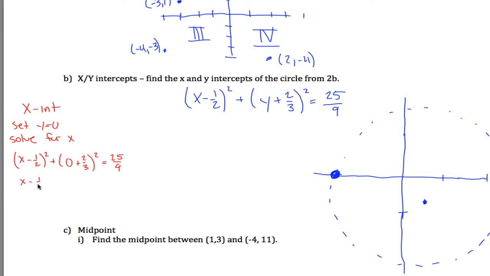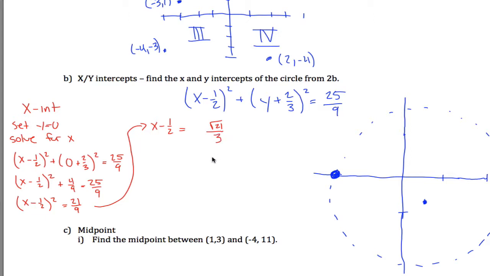Let's see, (x minus 1/2) squared plus 4/9 is 25/9. 2/3 squared is 4/9. So subtract 4/9 from both sides of the equation. (x minus 1/2) squared is 21/9. So to get the x by itself, I have to get rid of this square. Take the square root of both sides. The square root of 21/9 we could write as the square root of 21 over the square root of 9. But the square root of 9 is just 3.